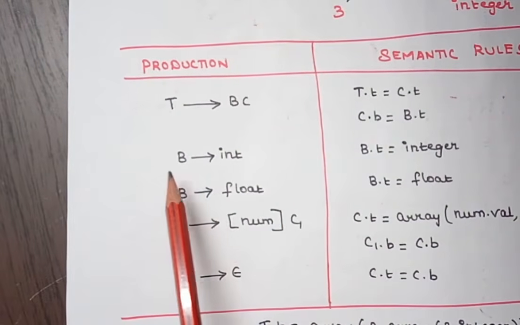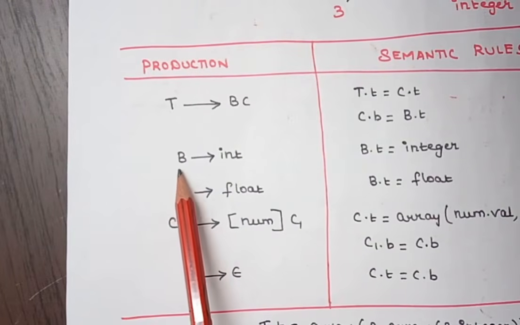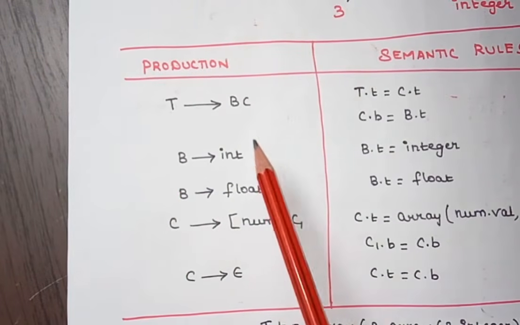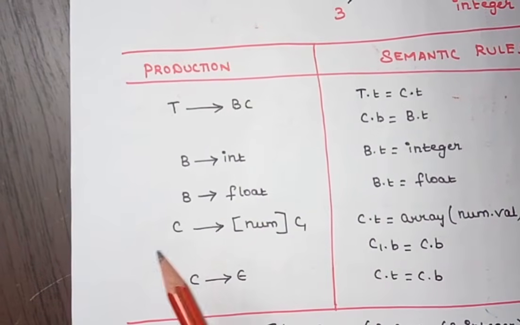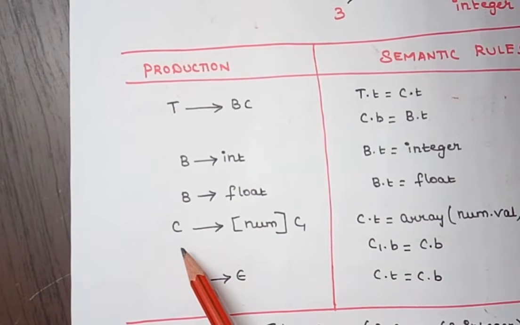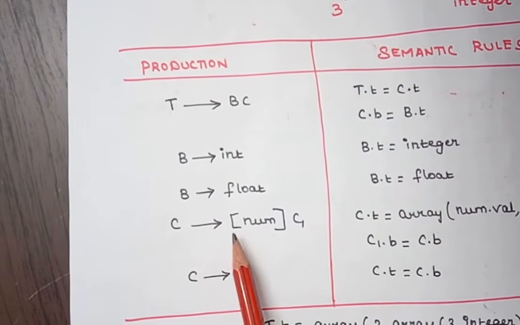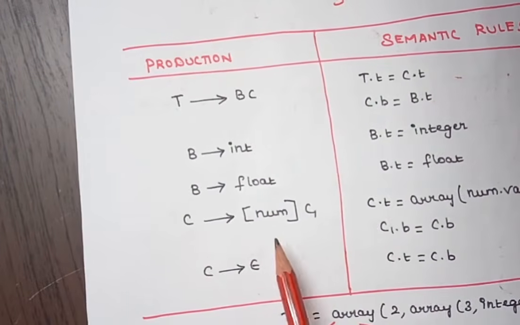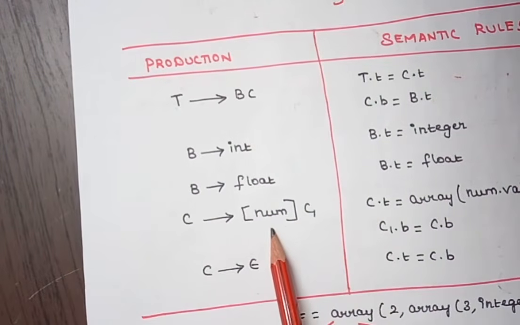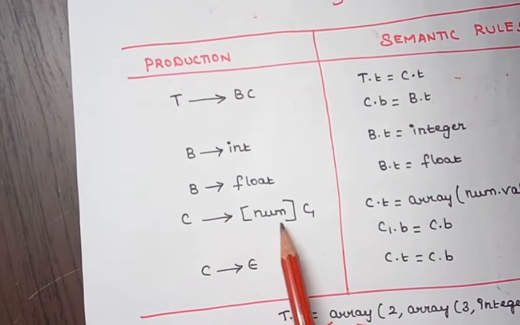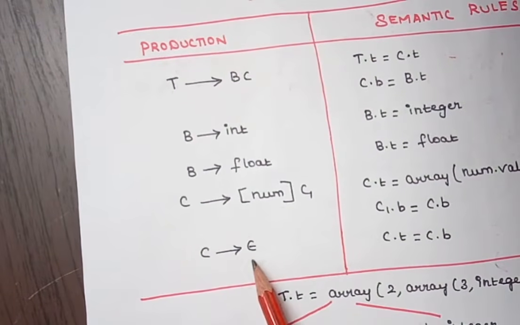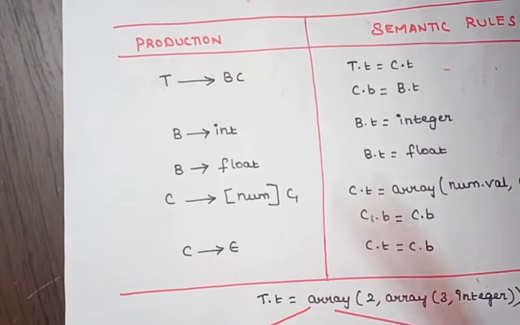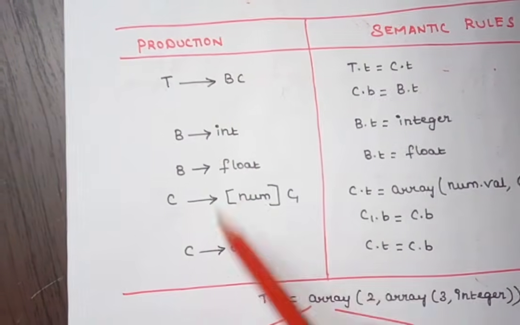And when coming to non-terminal B, this non-terminal B generates any of the basic types, that is, the basic type can be either integer or float. And coming to the non-terminal C, here the non-terminal C generates array components, that is, it is represented in the square bracket, so it generates array components consisting of integers, and the next C non-terminal contains the empty string. So these are all the semantic rules given for these productions.